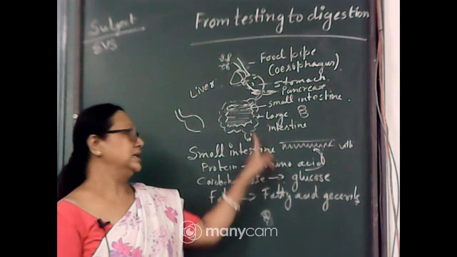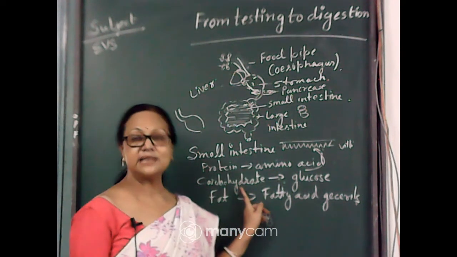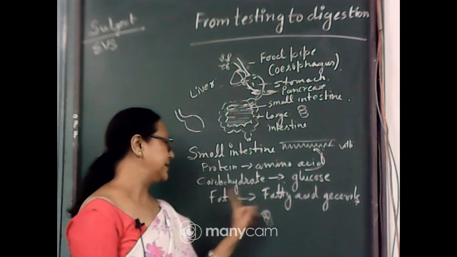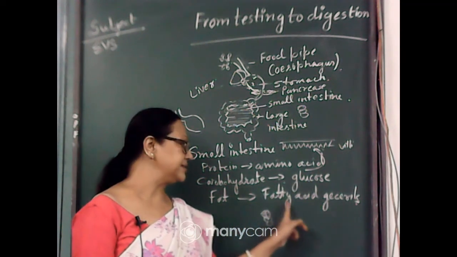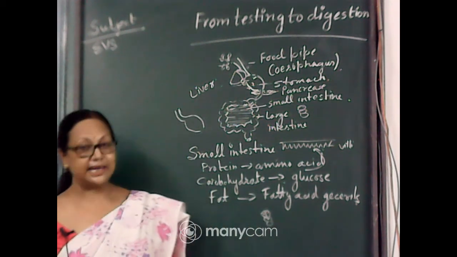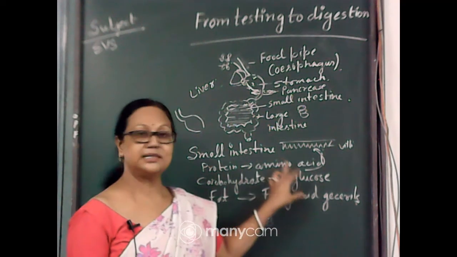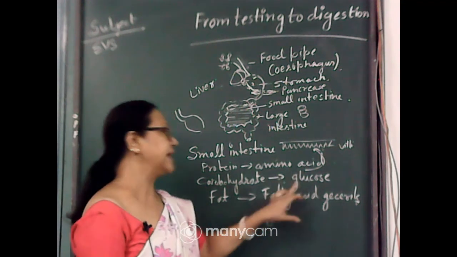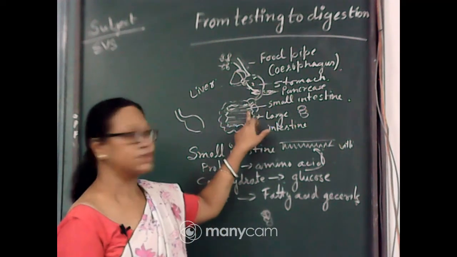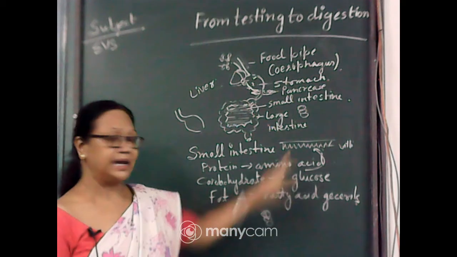So in the small intestine protein changes into amino acid, and carbohydrate, which gives us energy, changes into glucose. The rest is fat. Fat changes into fatty acid and glycerol, but vitamins and other minerals the body can absorb directly. So these items first change into the simplest form, and then are absorbed by our body.